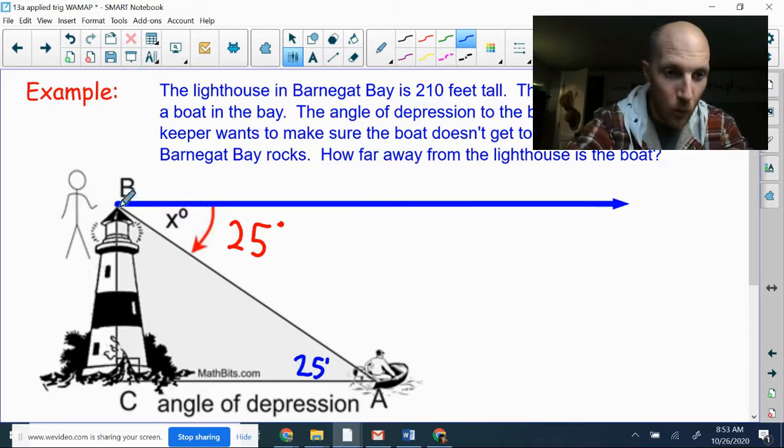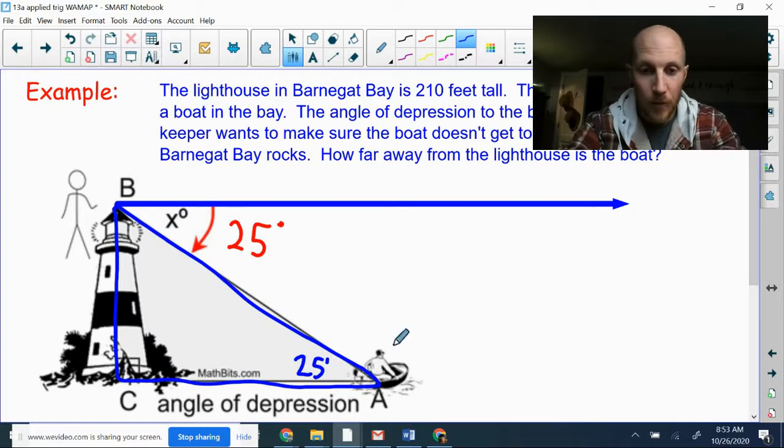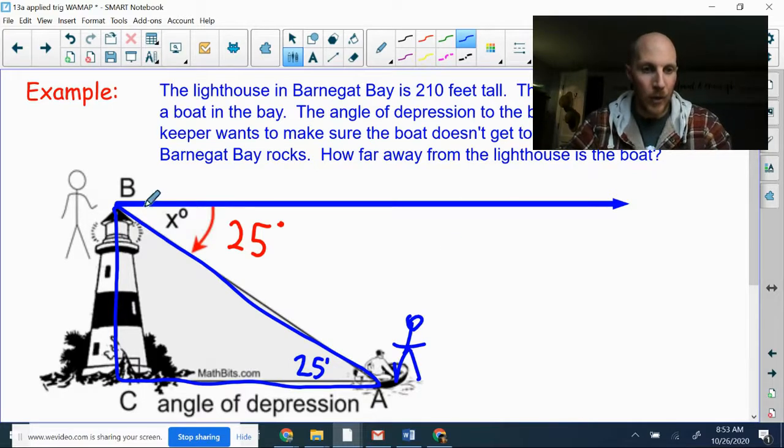So I'm going to work from the triangle here from the perspective of the boater. The reason for that is just because it makes a more natural triangle. I've got one side is the lighthouse. I got one side is the ocean. The way the picture is drawn, it totally fits my diagram.